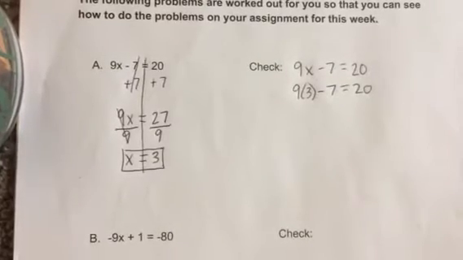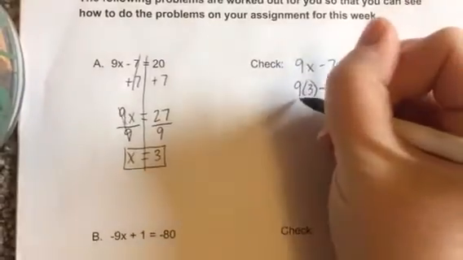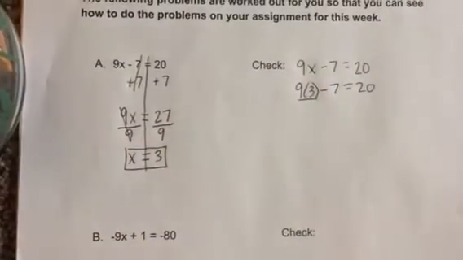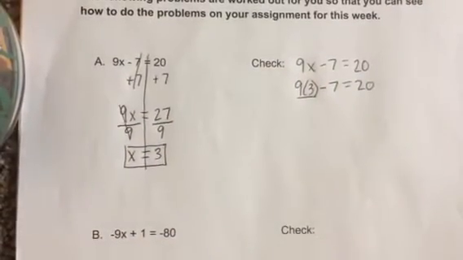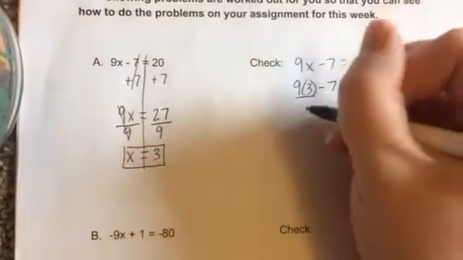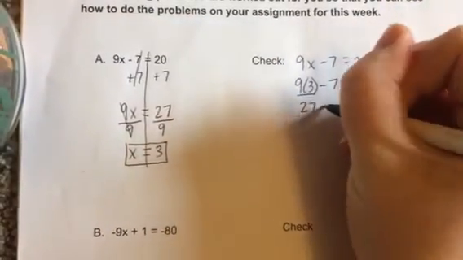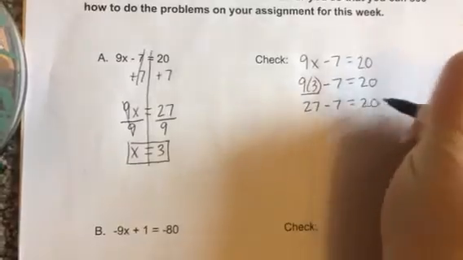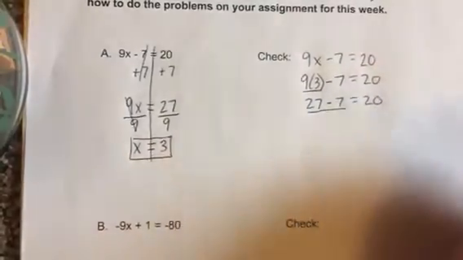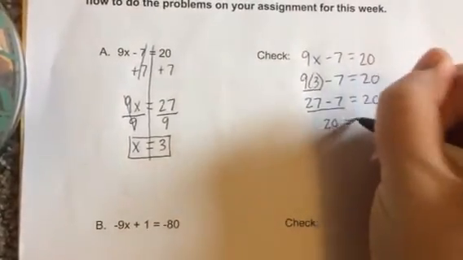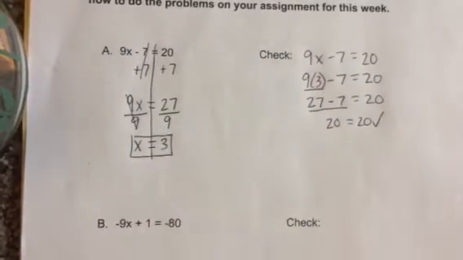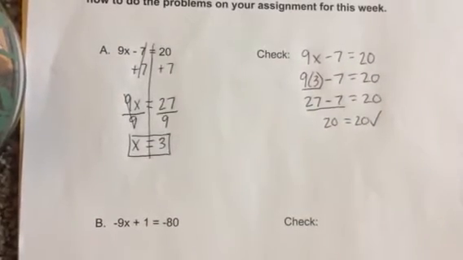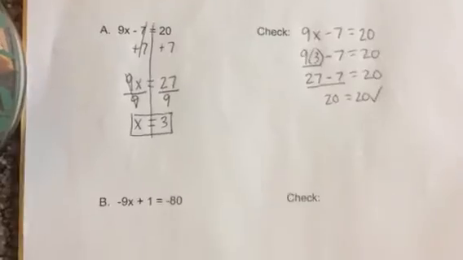So on the left side I have multiplication and subtraction. I'm going to multiply before I subtract because of PEMDAS, order of operations. 9 times 3 is 27. Bring down my minus 7 equals 20. And finally my last step, 27 minus 7 is 20. So the equation was made true when I put my answer 3 in for x.